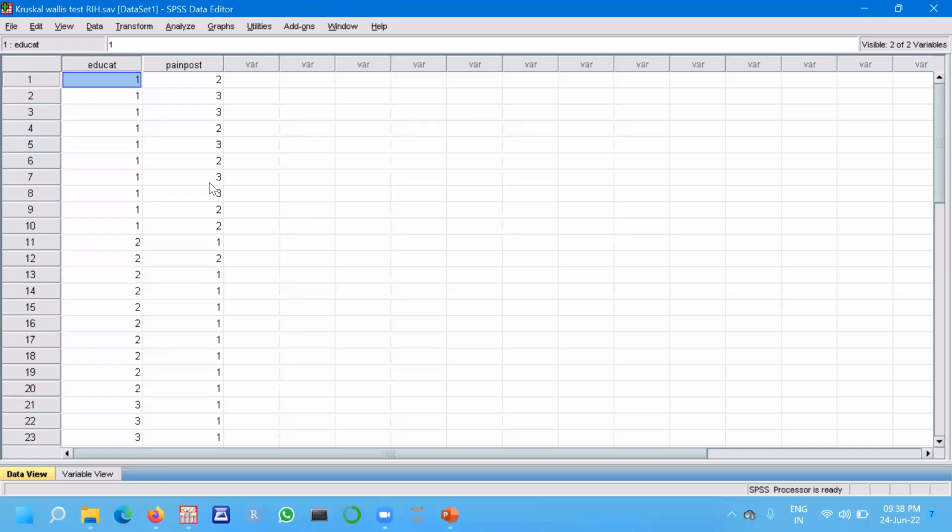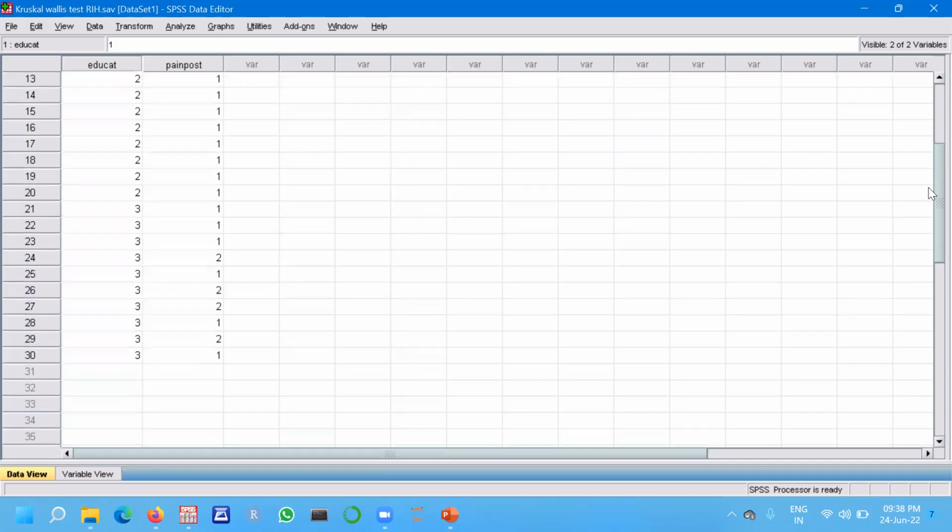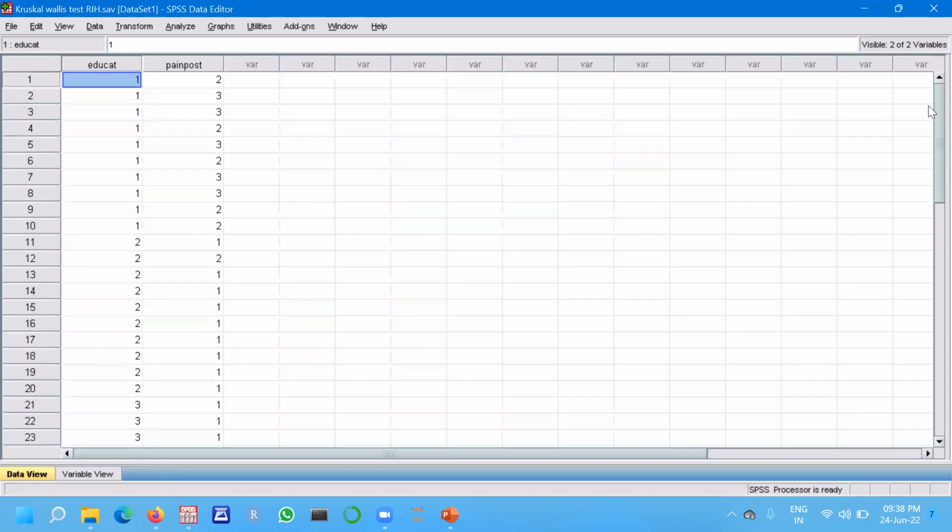So here there are two data sets. One is education. This one is given as 1 school education, 2 graduate, and 3 postgraduate. And here pain also is categorized as 1, 2, 3. 1 is mild, 2 is moderate, 3 is severe.